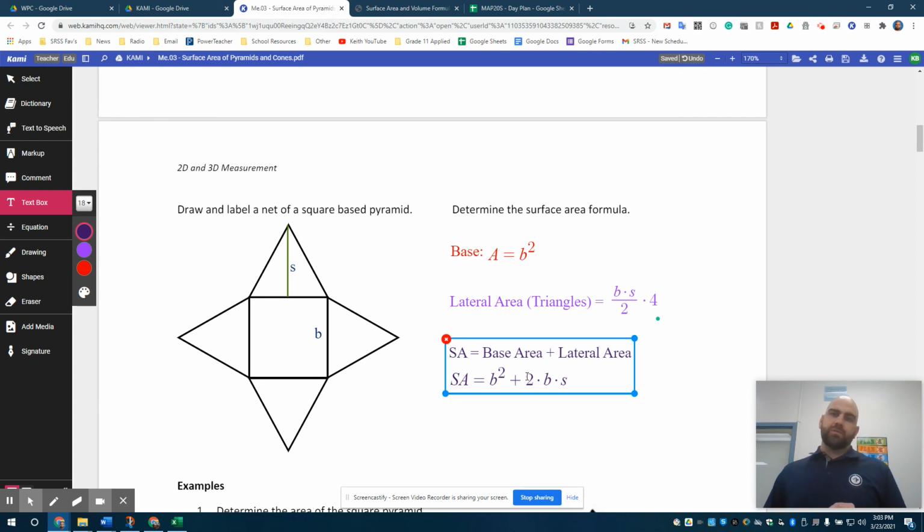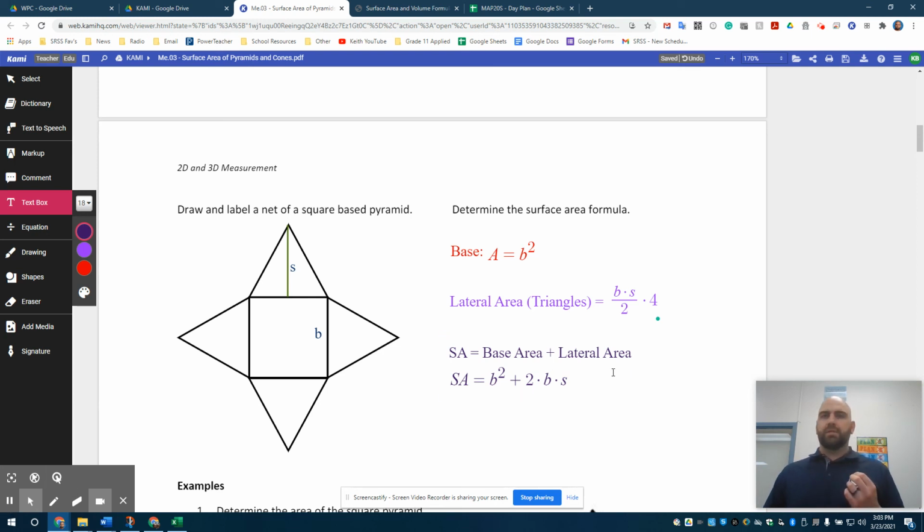Now again, this only works for a square-based pyramid. It doesn't work for other ones. It just works for a square-based pyramid. Now I'm going to put the examples into a second video as we go through, but it's important to remember this is just for a square-based regular pyramid, base area plus lateral area.